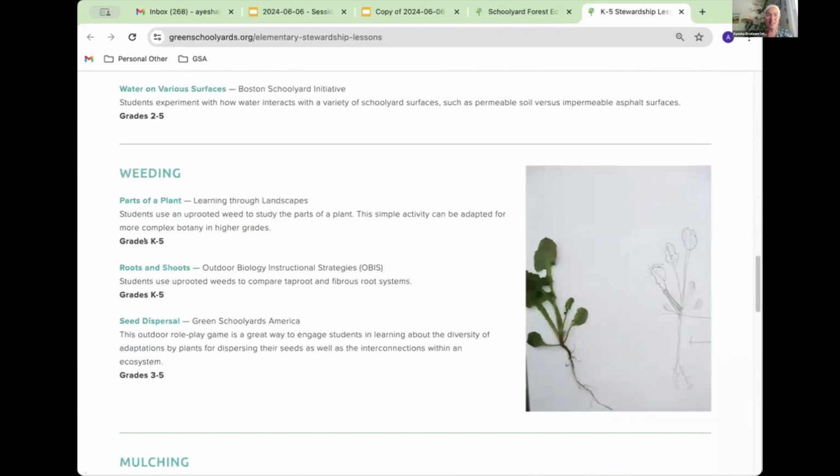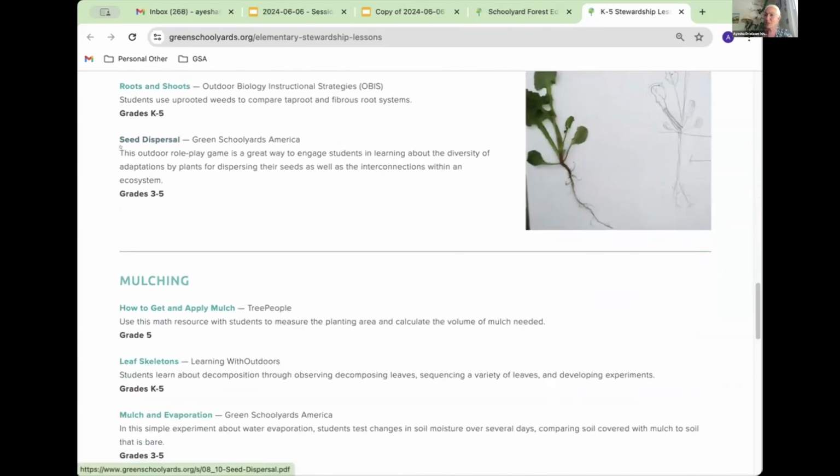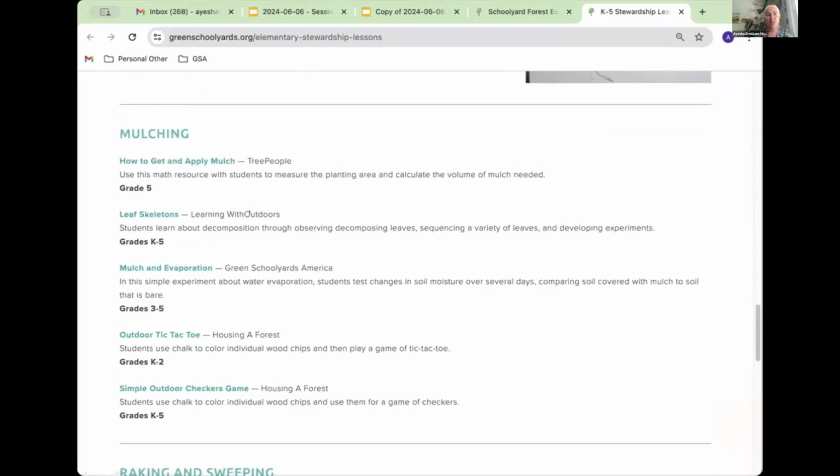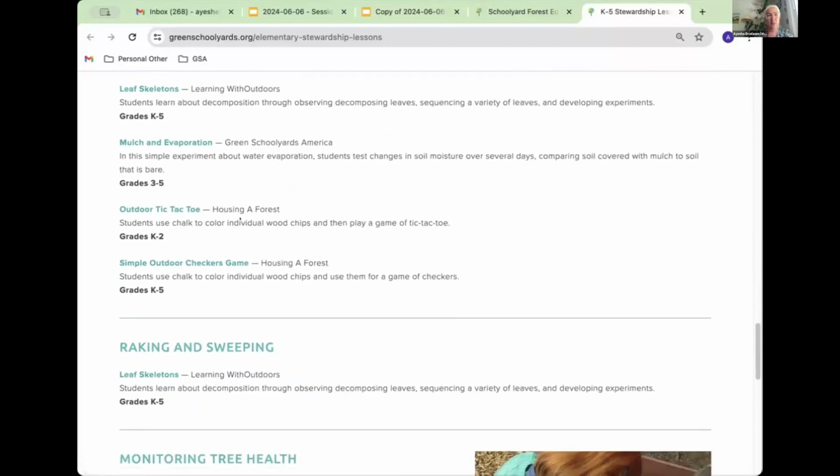Here's more on weeding, studying parts of a plant, or how did those weeds get there to begin with, seed dispersal. Mulching, here's some of the resources I showed you in the presentation, how to get and apply mulch, where you can do some math calculations. And let's see, what else did I share?